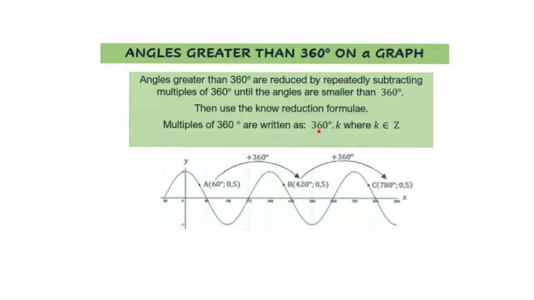By the way, that is how we write multiples of 360. We say 360 degrees times k, where k is an integer. So that's 360 times 0, 360 times 1, times 2, times 3. So k can be any number from 1 to infinity. Then we get all the multiples of 360.